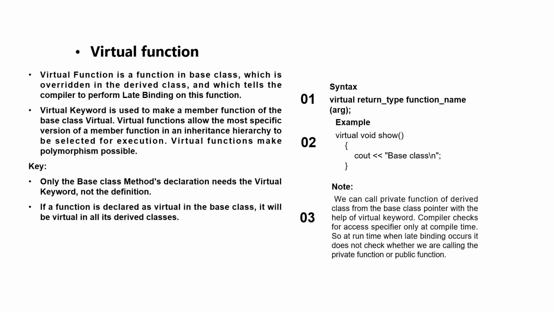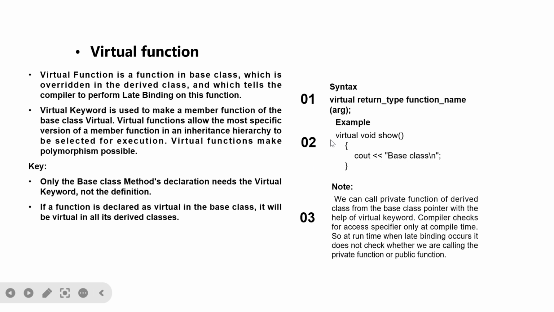Here, the virtual functions and the virtual keyword allow you to achieve polymorphism in object-oriented programming, where the most specific version of the function is selected for execution based on the actual type of the object at runtime, enabling flexibility and extensibility in your code.